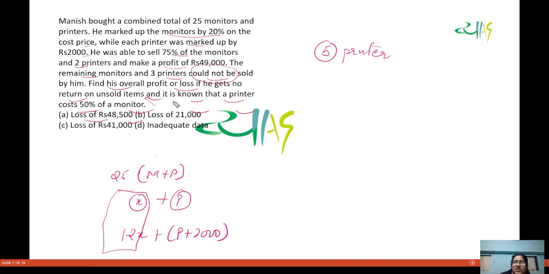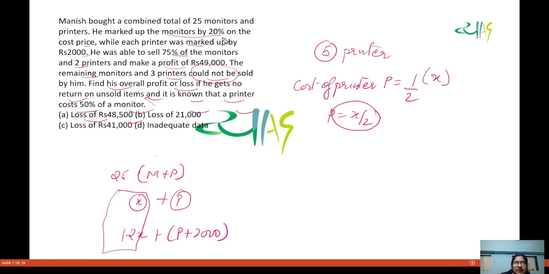And it is saying find his overall profit or loss if he gets no return on unsold items, and it is known that a printer costs 50% of a monitor. Okay, so this is basically saying that the cost of the printer, that is P, is equal to 1 by 2 of X. Fine. So we know that P is equal to X by 2.